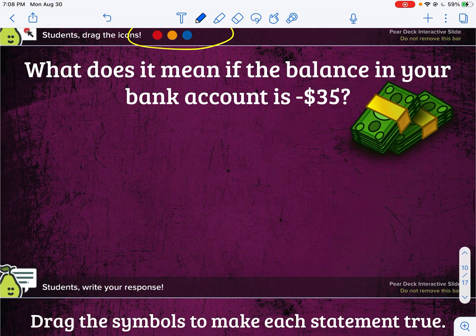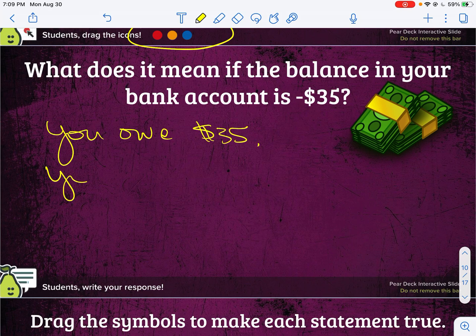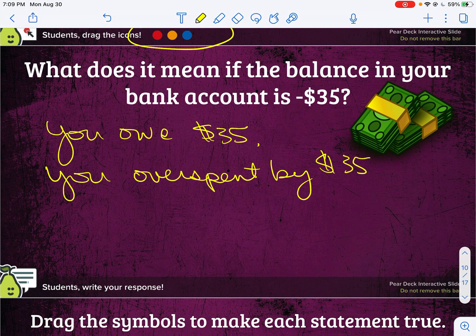What does it mean if the balance in your bank account is -$35? Go ahead and turn off the video and write this. You owe $35. You overspent by $35.